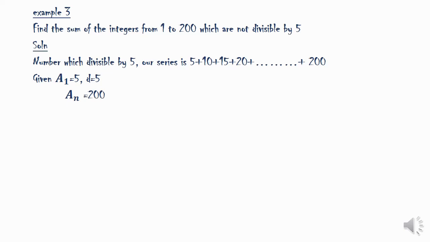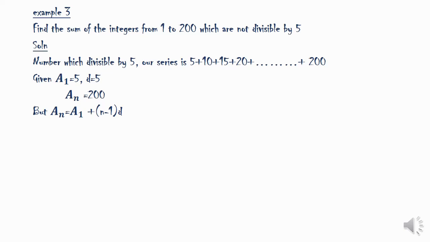Nth term, lakini temu yetu ya mwisho ni ipi? Temu ya mwisho ina thamani ya 200 kama unavyoiona pale. Temu ya kwanza ni 5 na common difference ni 5. Kwa hiyo ili tupate number of terms, kwamba ziko term ngapi, sababu hatujui kwamba ziko ngapi. Kwa hiyo tupate kwanza number of terms. Itatusaidia. When we find the number of terms, it helps us to find the sum of the numbers which are divisible by 5. So let us find the number of terms first.